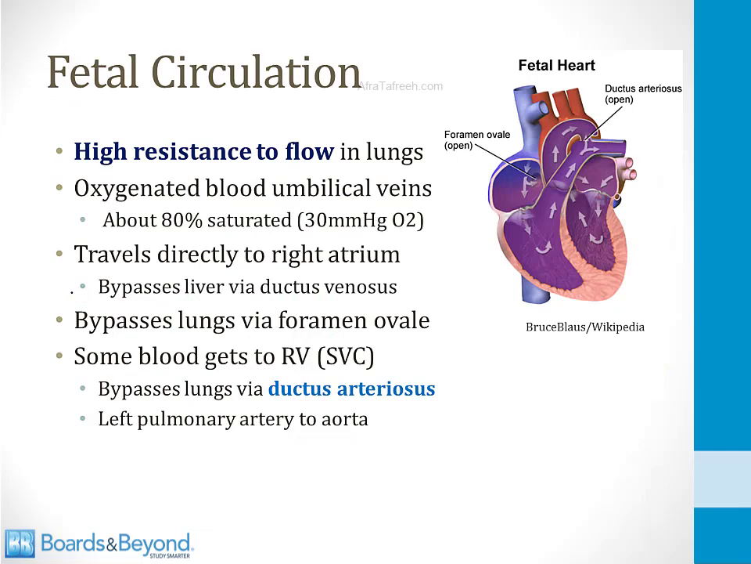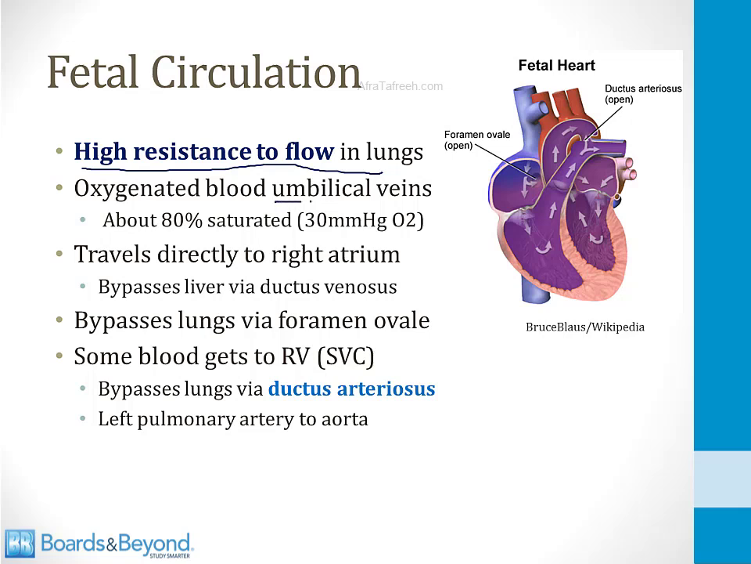I'll finish this video by talking about the fetal circulation and how that circulation changes at the time of birth. Key to understanding the fetal circulation is to remember that physiologically there is very high resistance to flow in the lungs. The lungs are filled with amniotic fluid and it's very difficult for blood to flow through them in the womb. This is okay for the baby, however, because oxygen is coming from the mother by way of the placenta.